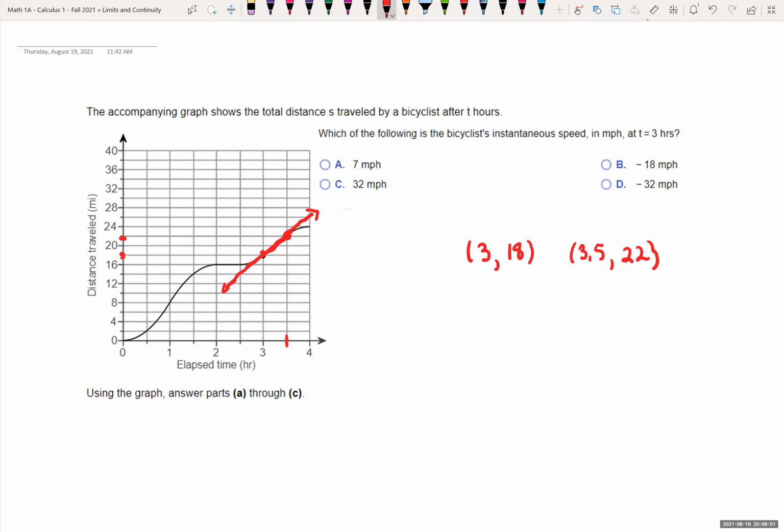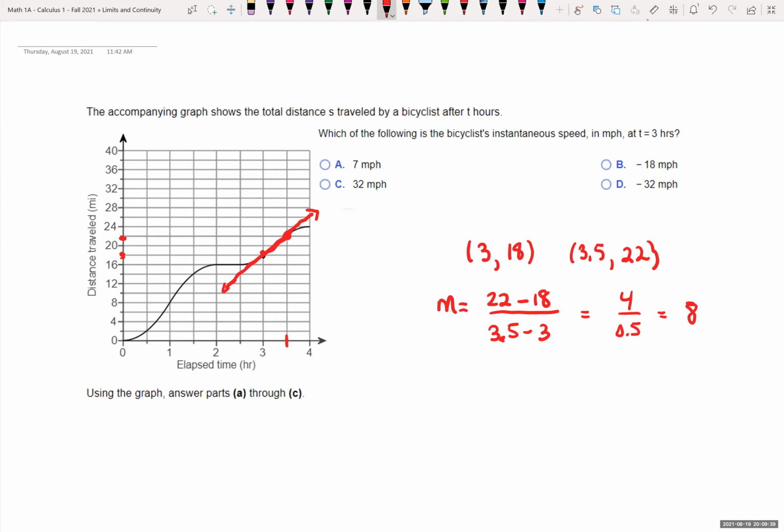So we're finding the rate of change of our Y value, or in this case, the distance, which was S. So looking at 22 minus 18, all over the change in time, which is 3.5 minus 3. Simplifying, 22 minus 18 is 4, all divided by 0.5, which is equal to 8.